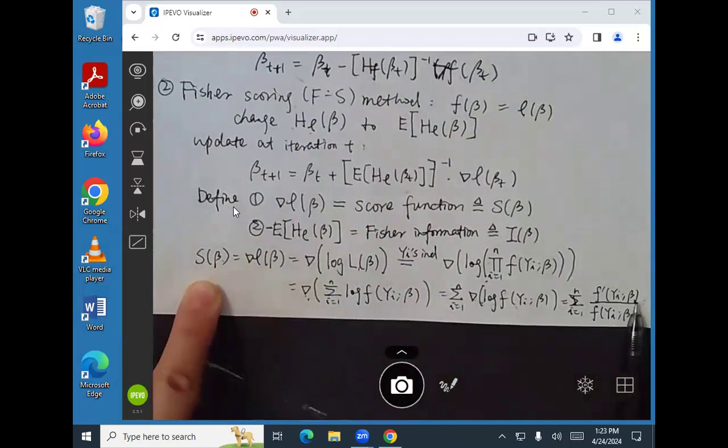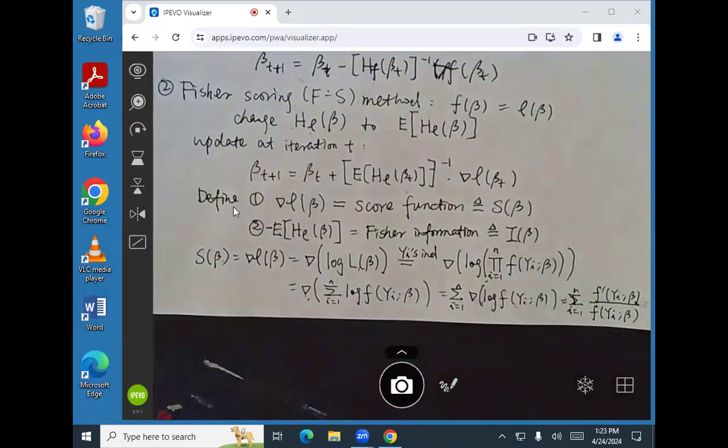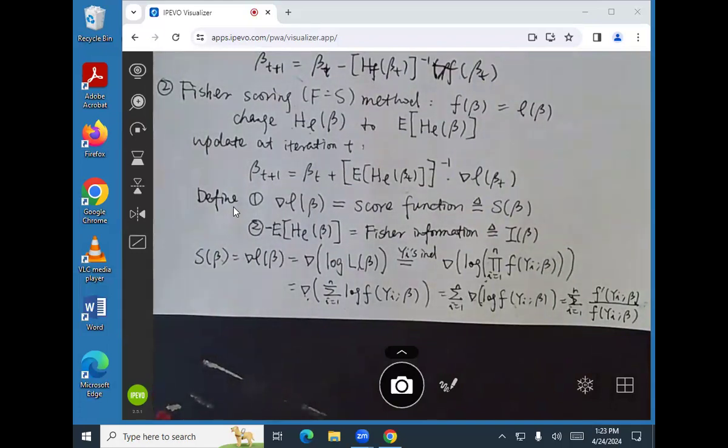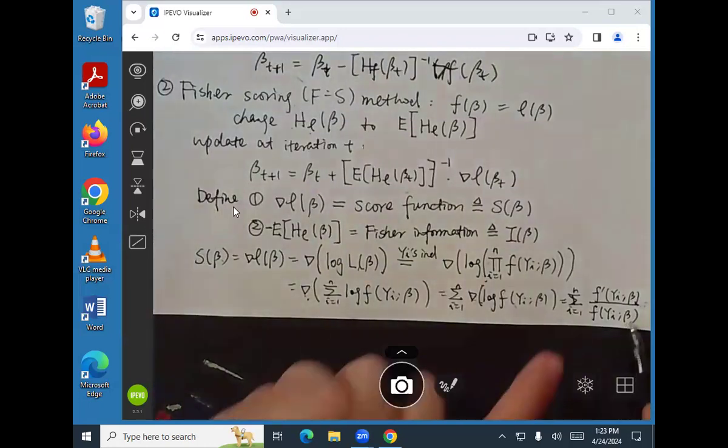Okay, so given this derivation, now we have something nice. The nice thing is that the score function has a nice property. We can show its expectation, if we take the expectation of the left-hand side and the right-hand side, where the expectation is over y1 to yn, as we just said. It's actually equal to 0. So we have that. And also, we can give this another name.